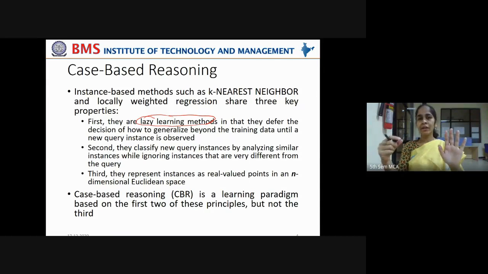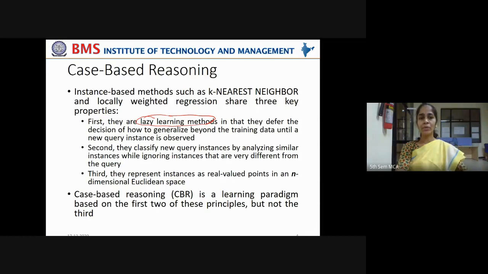It just stores the training examples. Now, when a new instance is given, it will start comparing with the properties of existing instances, and based on some algorithm, it will try to classify or predict that new instance's value. That is why they are called lazy learning methods. Both k-nearest neighbor and locally weighted regression are lazy learning methods.